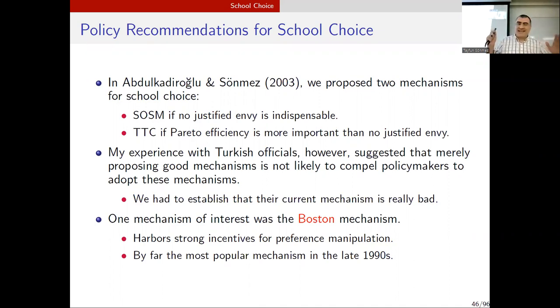It had very strong incentives for preference manipulation. It was by far the most popular mechanism in the late 1990s. It was the only mechanism that I have seen in multiple school districts. Any other mechanism I've seen was at only a single place. And in half of the places, they use the Boston mechanism because I think it's a very simple idea, repeated use of priority-based admission.